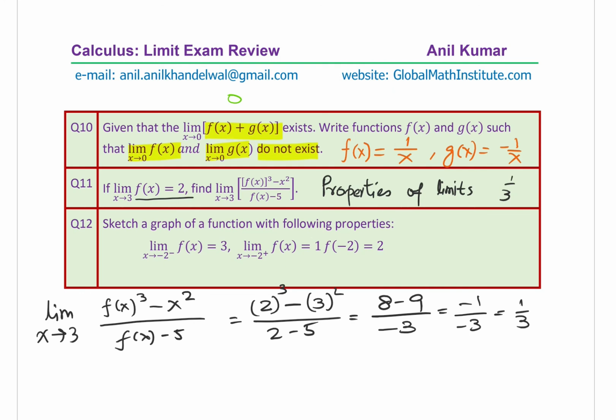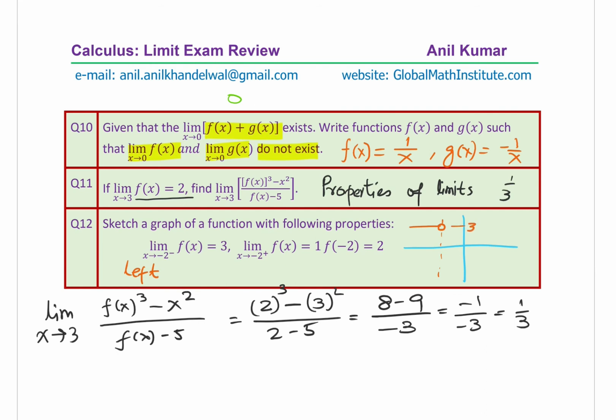Question number 12 is sketch a graph of the function with the following properties. So it says that the limit of the function is 3 when x approaches minus 2. So we're looking at a point which is minus 2, right? So we are looking somewhere here at minus 2. And when you are approaching from the left side, what do you approach? You approach a value 3. So from the left side, we are approaching a value 3. Do you see that? So this value is 3 for us.